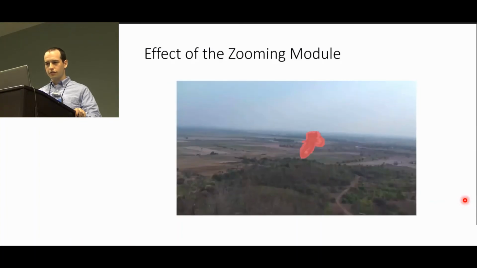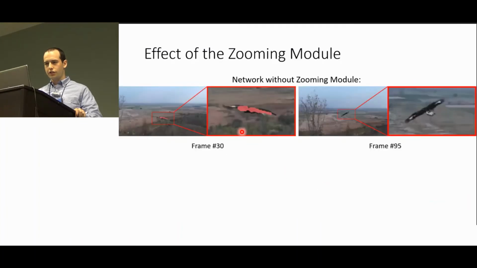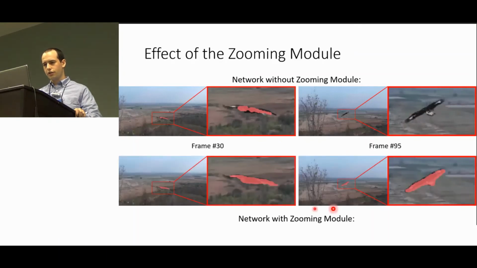Similarly, with this example, without the zooming module, the segmentation deteriorates over time, and by the 95th frame, it's completely gone. But with the zooming module, it's successfully segmented.